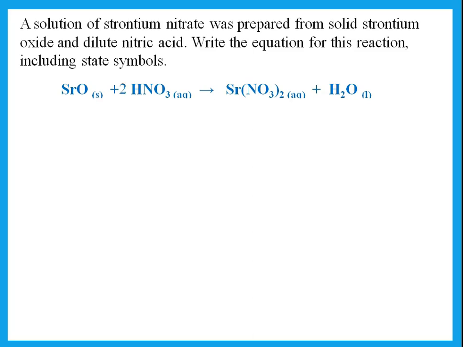Okay, balancing. We need 2 nitrogens. We have 2 nitrogens after the arrow, so we need 2 nitrogens in front of the arrow, and that also balances the 2 hydrogens that are in the water.